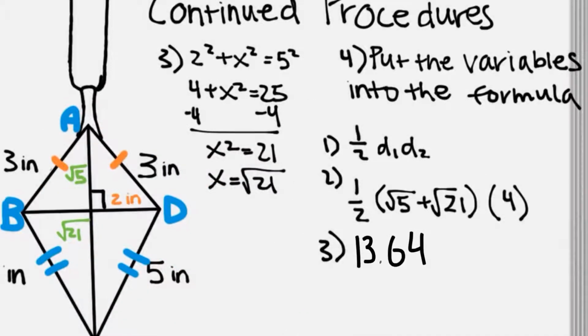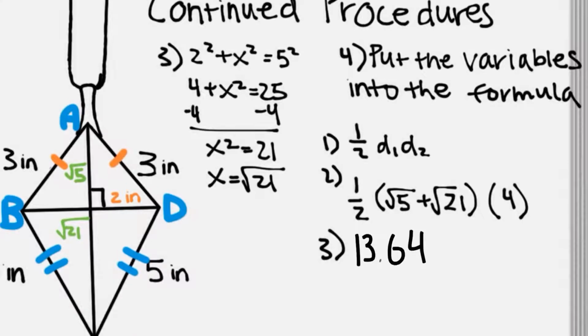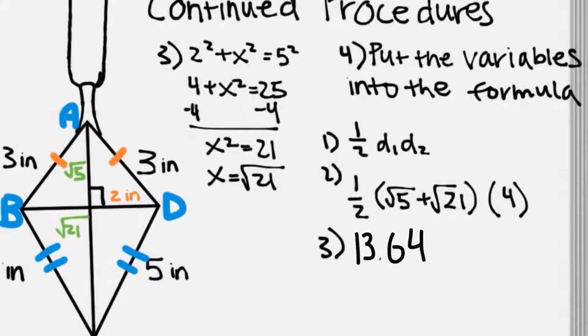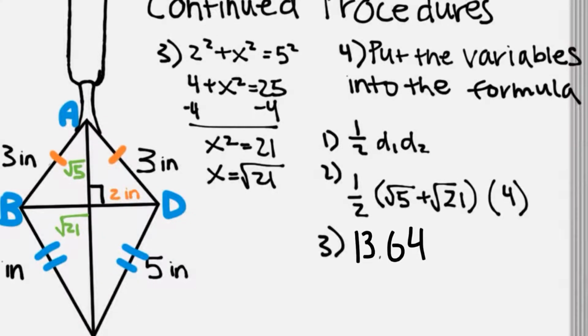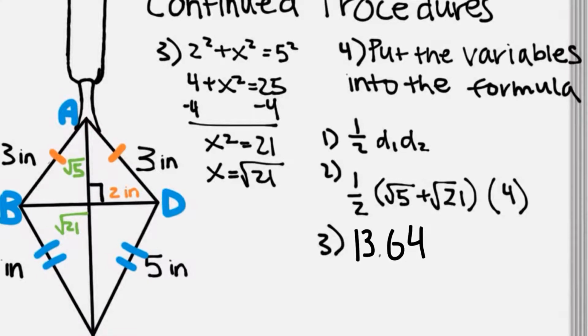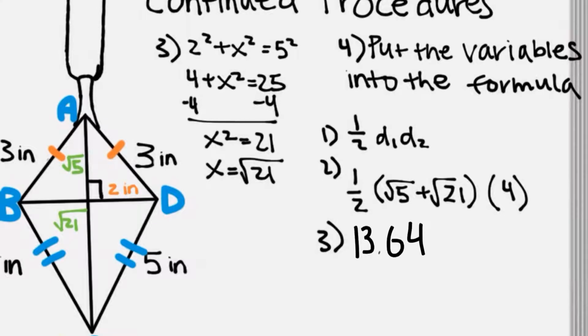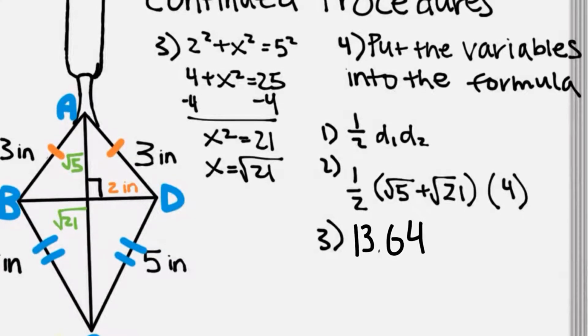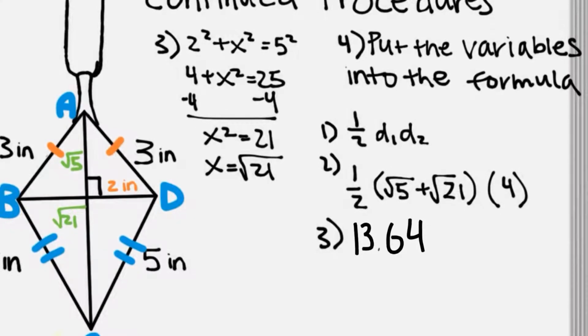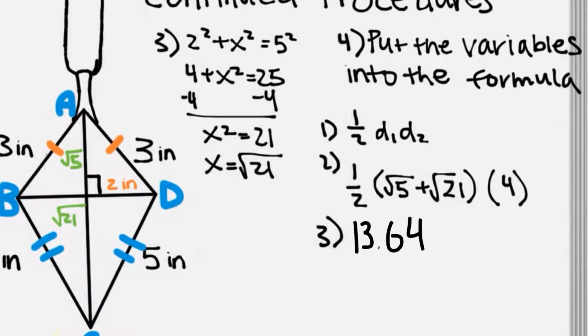To find the longer part of AC, you're going to do the same procedure as before, which is Pythagorean theorem. So it will look like 2 squared plus x squared equals 5 squared. And when solved, we get the square root of 21 as the longer part of AC. Now that we know our diagonals, we can finish plugging in our values into our area formula.